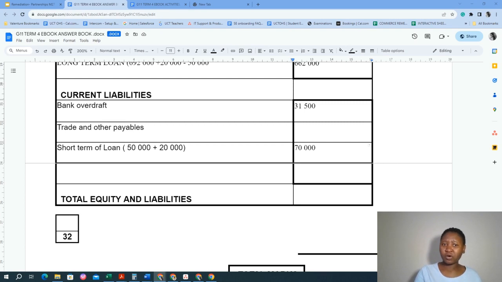I don't know if you noticed, but we are almost done with this statement, which is quite good. Okay, the overdraft, we were able to figure it out and we put it there. So the question now is what goes into our trade and other payables? Okay, so it is important to also know that in terms of your trade and other payables, then okay, just a second, I want to check something here.